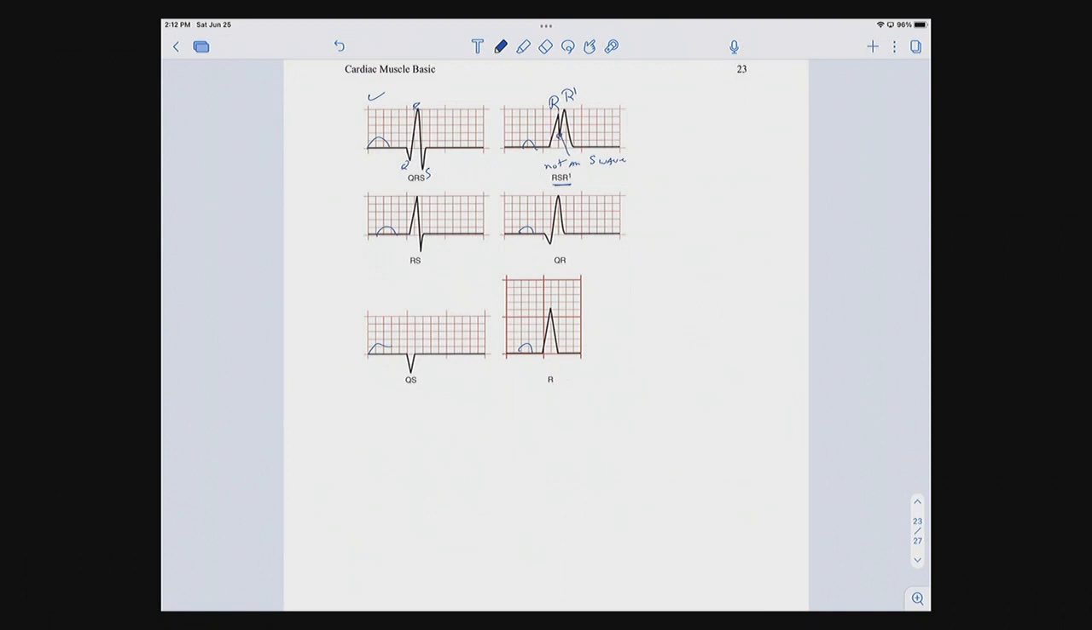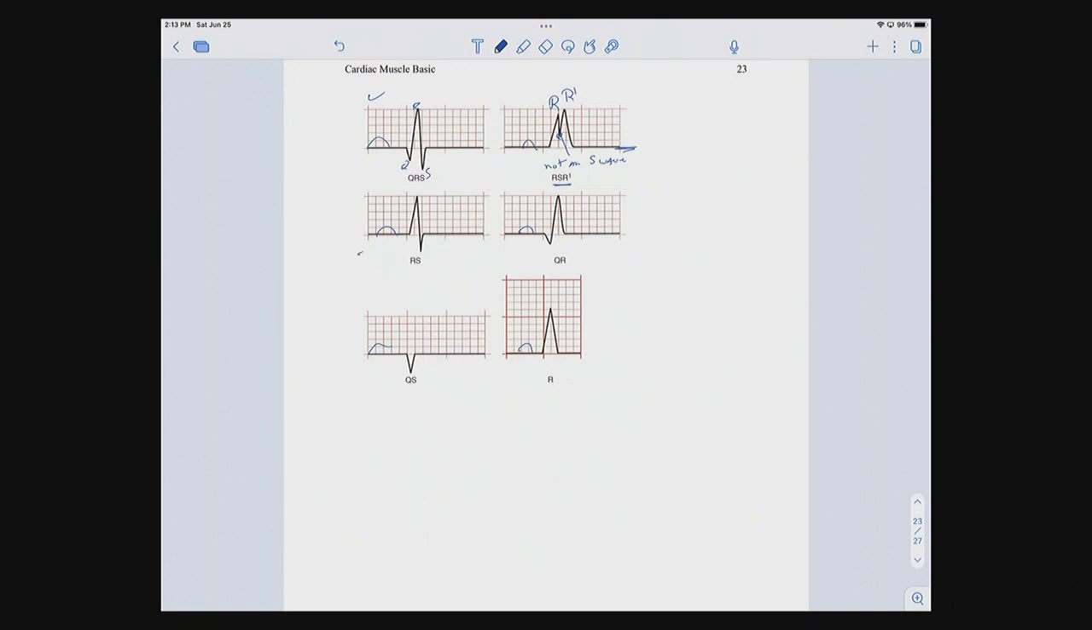Okay, that's not an S wave. For an S wave to be an S wave, it's supposed to drop below the baseline. So technically it's not really an S wave, but people have gotten used to calling this particular waveform an RSR prime, so technically it's incorrect, but it's been accepted. So if you hear an RSR prime wave, that's what they mean.